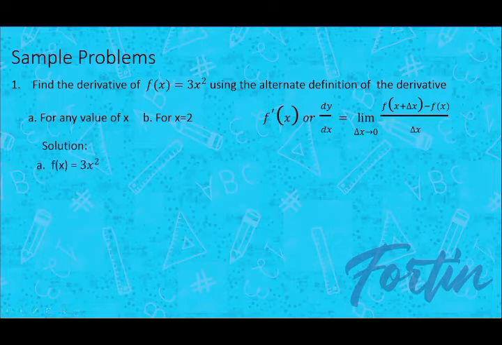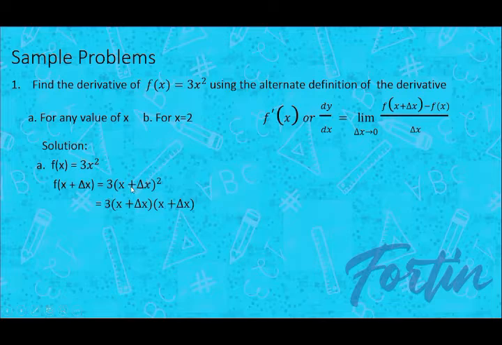Okay, solution. First, we rewrite our function. The first thing to do, according to our definition, is x plus delta x. So we add delta x to our x. So f of x plus delta x is equal to 3, and since it is squared, we enclose the quantity x plus delta x squared.